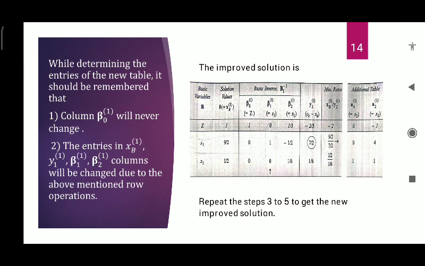So for that, we determine the new table. It should be remembered that the column beta naught upon 1 will never change, and also the entries in xb upon 1, y1 upon 1, beta 1 upon 1, beta 2 upon 1 columns will be changed due to the above mentioned row operations.